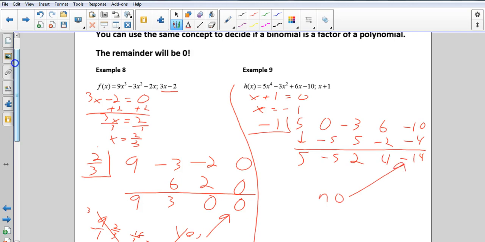In other words, x plus 1 in old school terms does not go into that polynomial evenly. It is not a factor. It is not. It has a leftover. So, there you have it.